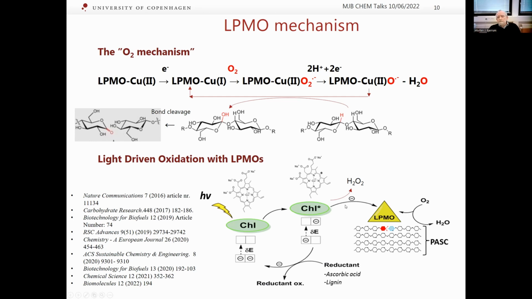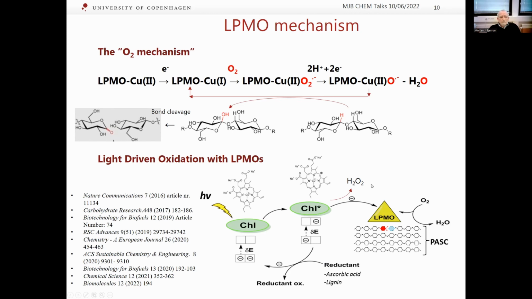But it was very odd. We were doing time-resolved fluorescence measurements, and we could not see any interaction between the chlorophyllene and LPMO. So we were ruling out the possibility of interaction here. So this direct electron transfer was not likely. At the same time, we were observing that we had a high production of hydrogen peroxide.